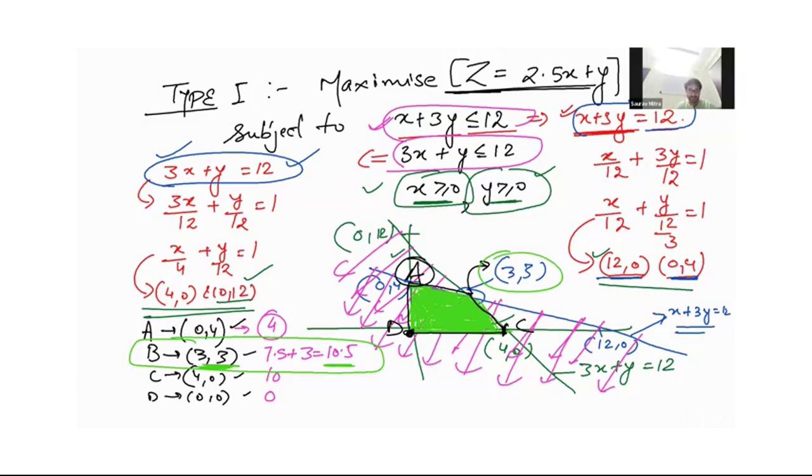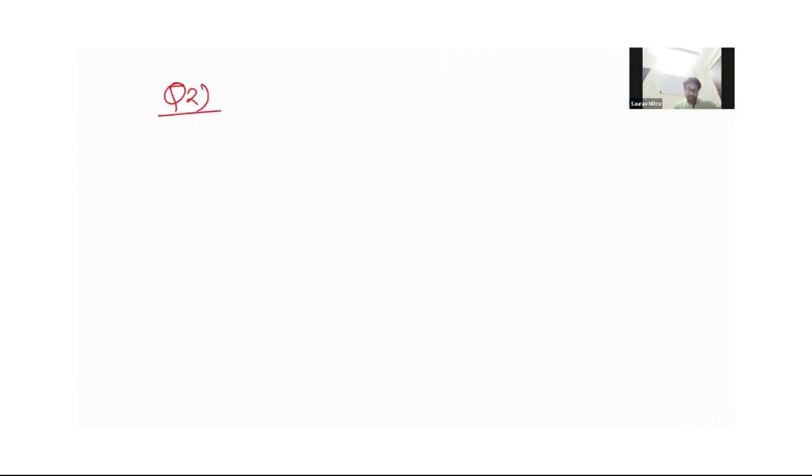Clear? Your 3 comma 3 is giving you the maximum value, and if they ask to minimize this, then you will get your minimum value at 0 comma 0, and the value is 0. Clear? Okay. So next we will check our next equation.